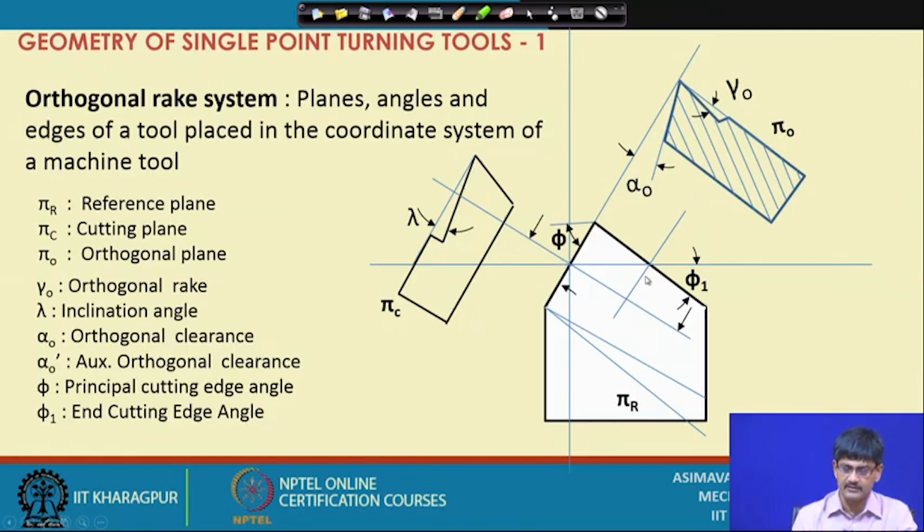I am sure that you will be able to find out similar angles for the auxiliary cutting edge if it is required. How do we define them? Just like alpha O has been defined here, we have alpha O dash also, the auxiliary orthogonal clearance. Okay. How do we define this system? Let us have a look.